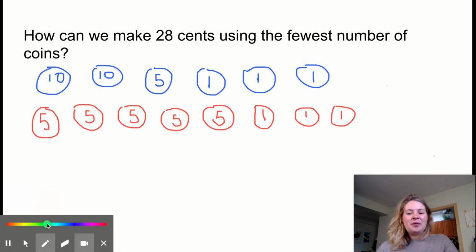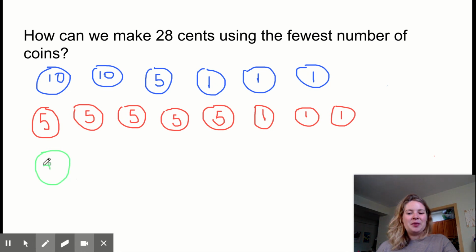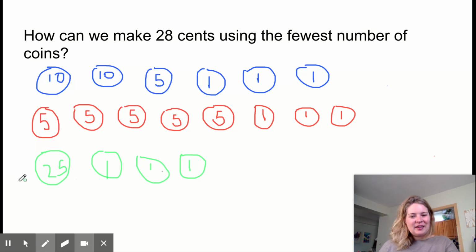You could make it with a quarter. A quarter is worth 25. And 3 pennies. 25, 26, 27, 28.